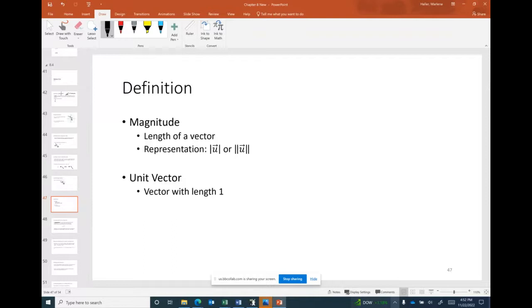All right, so I mentioned magnitude. Magnitude is the length of the vector. Okay, we represent the length of the vector as the vector name enclosed in double bars or single bars. All right. One more term is the unit vector. The unit vector has a length of 1.